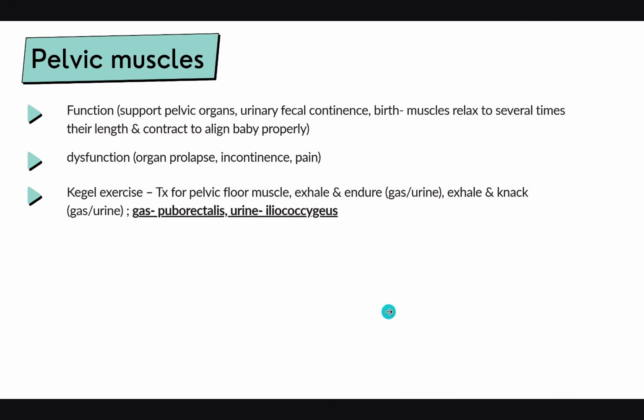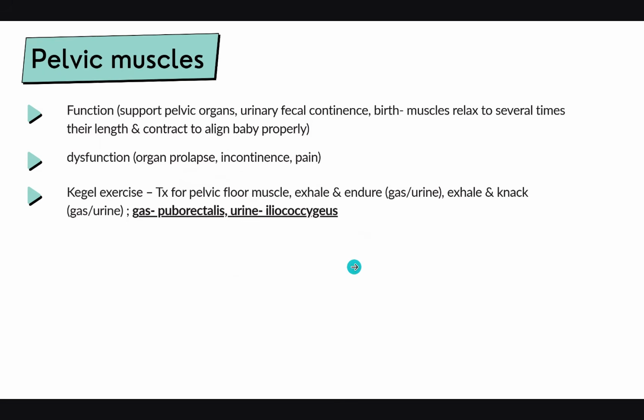Okay, now moving on to the function of the pelvic floor muscles and the pelvic wall muscles. They're responsible for holding the pelvic organs in, for facilitating childbirth, and also to make sure that there is no leakage of urine or any feces. Okay, so if there's any problem with these muscles, what happens? This leads to organ prolapse, incontinence, or pain.